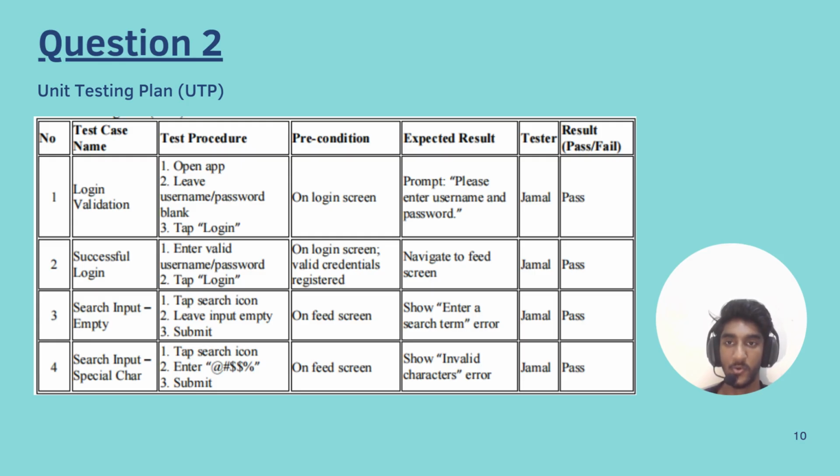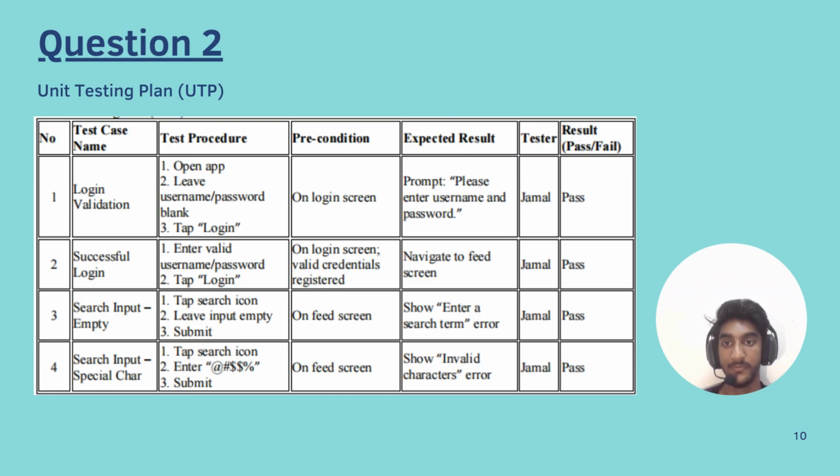Today I'm going to explain about question 2, unit testing plan table. For number 1, we have login validation. For the login validation test procedure, we have to open the app and then leave the username and password blank and tap login. The precondition for it is on login screen. And the expected result for the test procedure is it will prompt "please enter username and password." The tester was me, Jamal, and the result was pass.